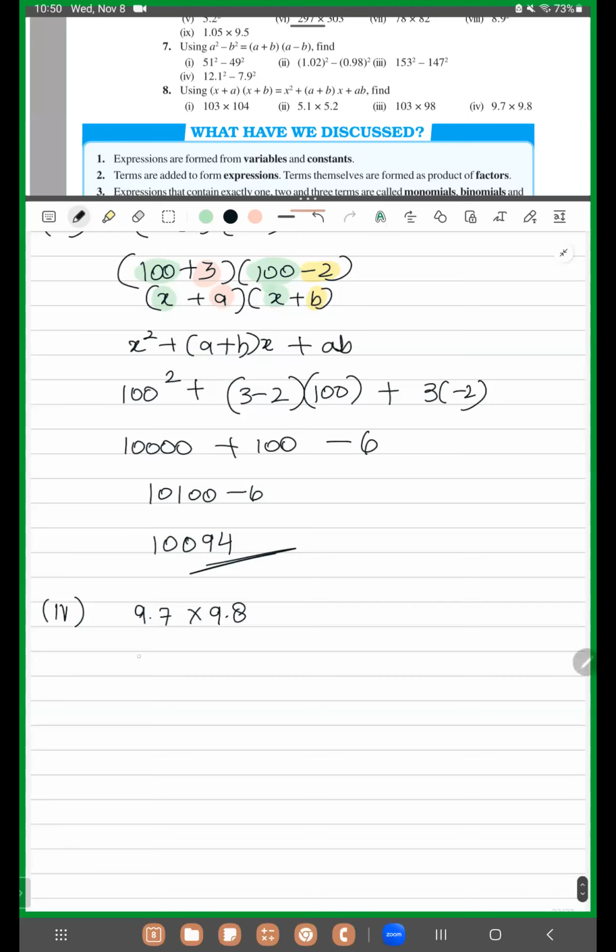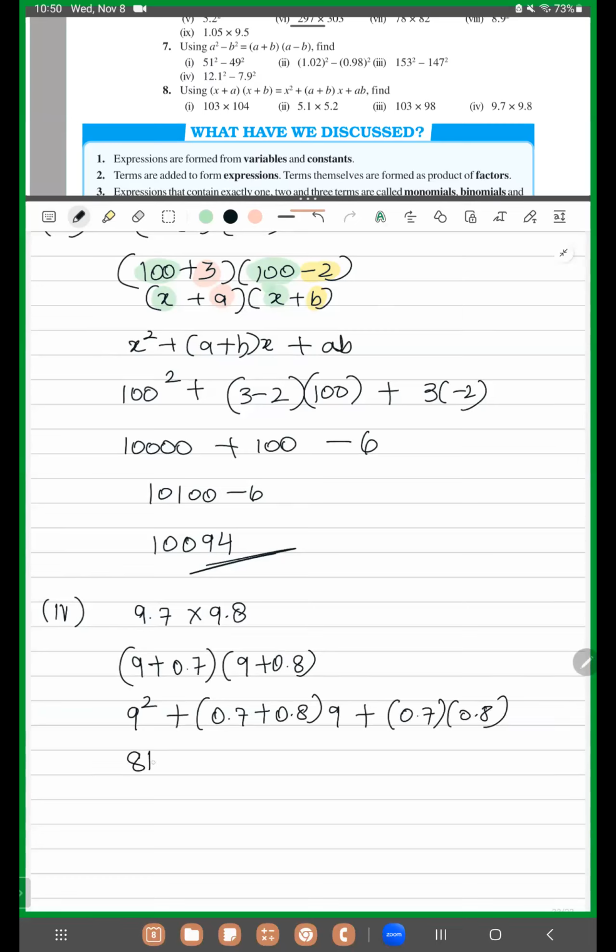Okay. 9 plus 0.7, then 9 plus 0.8. And then x plus a, x plus b. Okay. This time, can we skip writing these two things? Let's just do it directly. So 9 square plus 0.7 plus 0.8 multiplied by 9 plus 0.7 multiplied by 0.8. Very good.